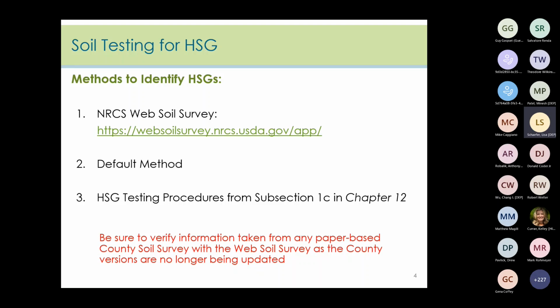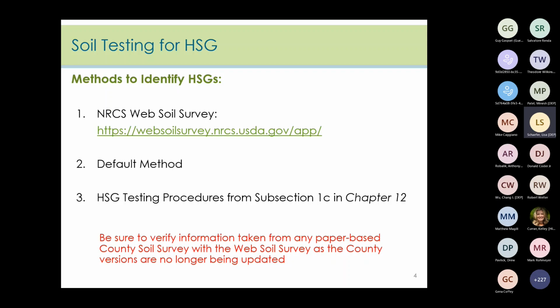So before we go through each of these methods, we're going to touch on using the old paper versions from the county soil surveys. Now, we checked with the NRCS, and they indicated that they're no longer updating these old documents. The NRCS also indicated the web soil surveys contain the most up-to-date information. So therefore, we are requesting that paper-based information be verified with the web soil survey. So that means the web soil survey is the first source to be consulted for the HSG information before going to the second or third method.